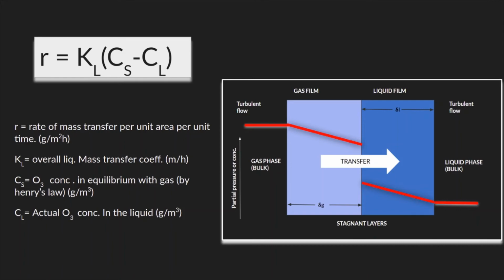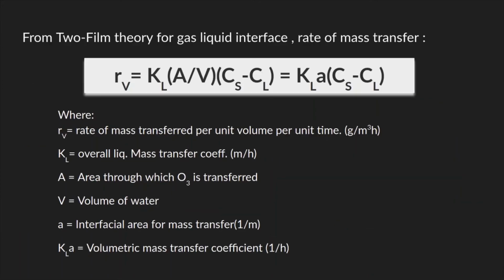And the driving force in this case is the concentration difference of ozone in the equilibrium with the gas phase, that is, which comes from the ozonation at interface, and the liquid phase, which comes in contaminated wastewater. And the concentration of ozone at equilibrium can be calculated via Henry's law. We can extend this expression for calculating the rate of mass transfer per unit volume as per the notations shown.